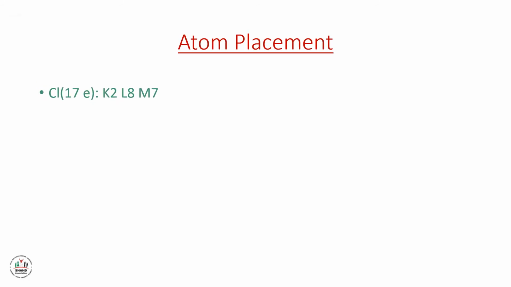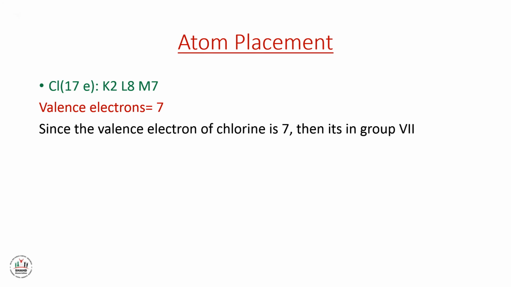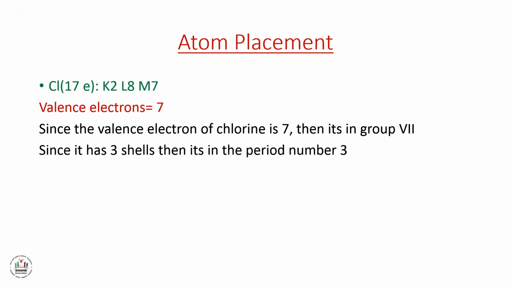Let's take an example. The chlorine atom, which has 17 electrons and has an electron configuration as this, K2, L8, M7, it has a valence electron of 7. Since the valence electron is 7, then it's in group 7. Since also it has 3 occupied shells, which are K, L, and M, then it's in period 3.